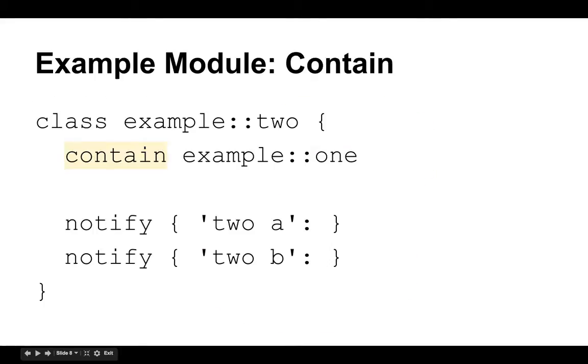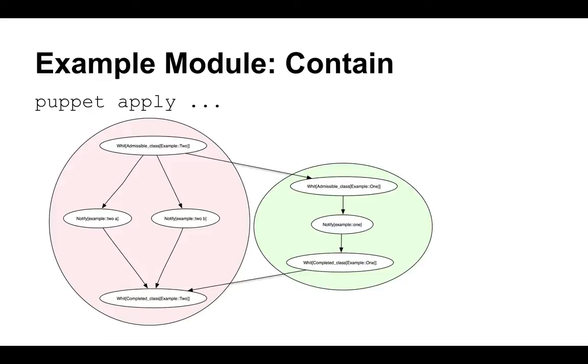So contain is the other one. It's a little bit different from require, but like require, it can be thought of as a superset of include. It's going to make sure the class exists in the catalog, but it's also going to establish some relationships. Specifically, if you contain one class inside another, you're going to get two relationships established.